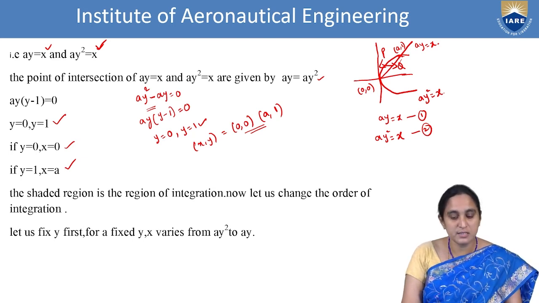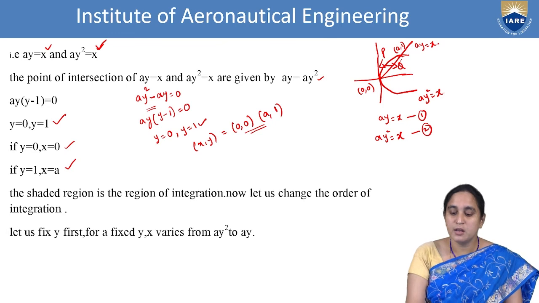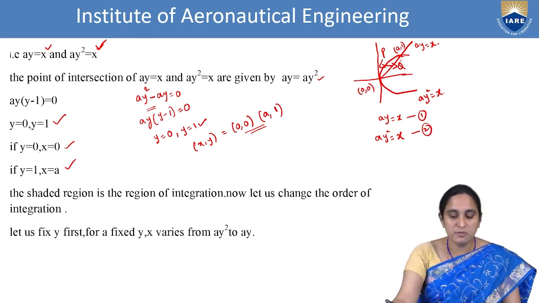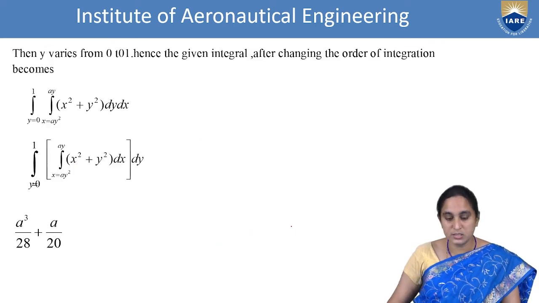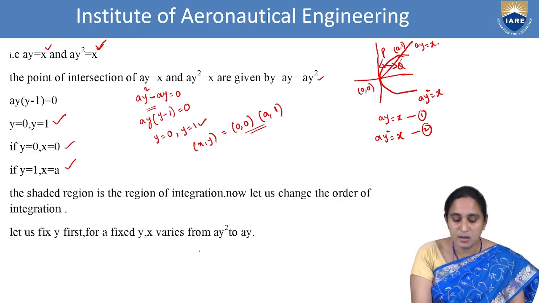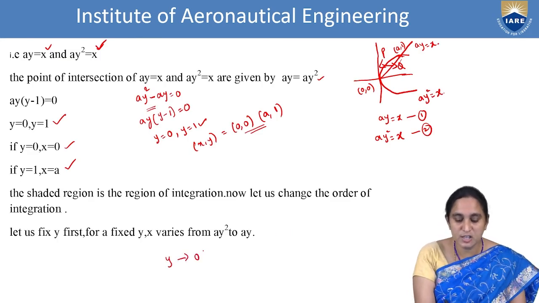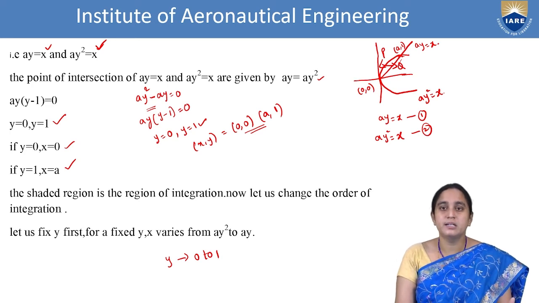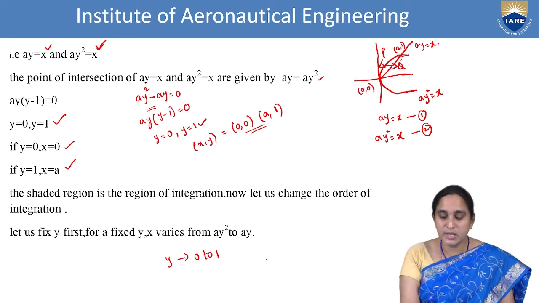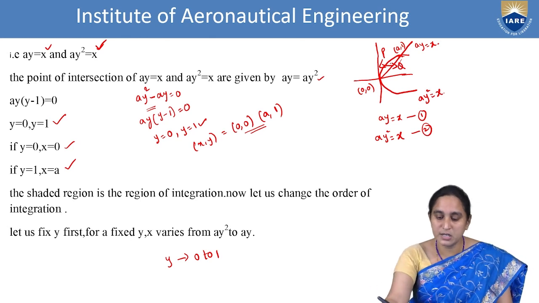That means y is fixed. From the diagram, by using the horizontal strip, what about the y limit points here? For a fixed y, x varies from y square to y. First I'll write the y limit points. What are the y limit points here? The y limit points are 0 to 1. These are the fixed limit points for y. What about the x limit? By using the horizontal strip.